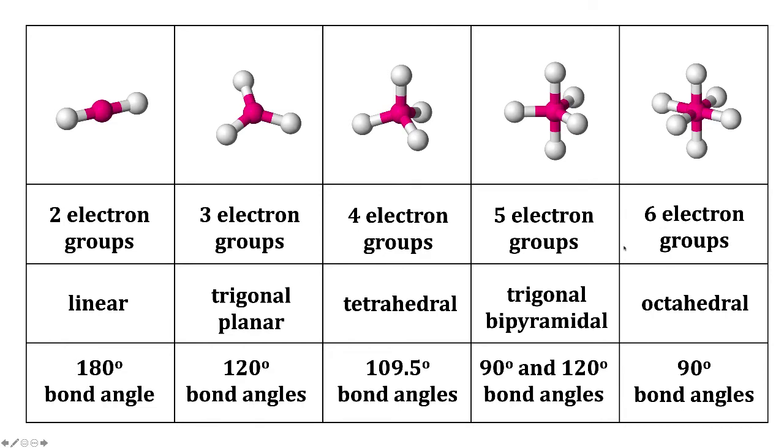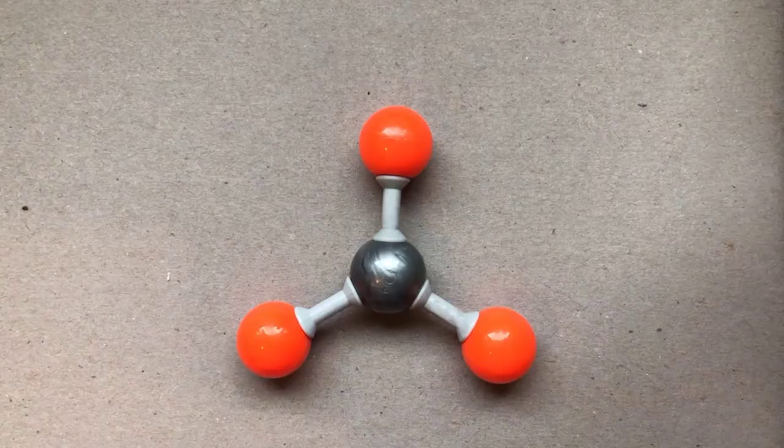But one or more of the electron groups may be lone pairs, and if that's the case, if they are not a bond to an atom, then the molecular shape is different than the electron group geometry. And that's what we'll take a look at now. And we'll start with 3 electron groups. Here they're shown all as bonds.